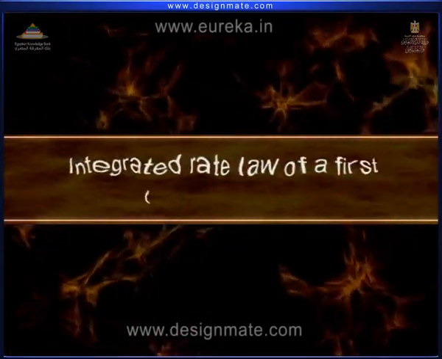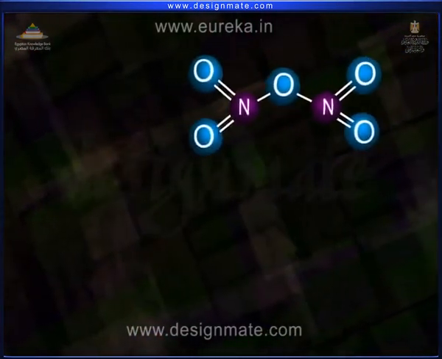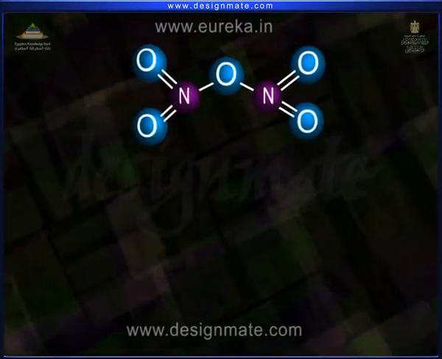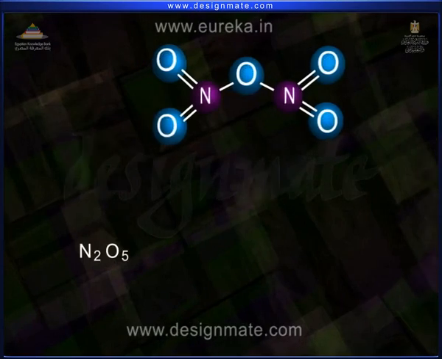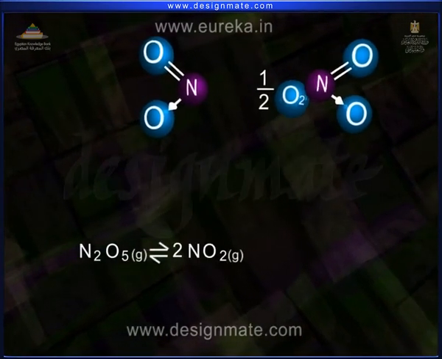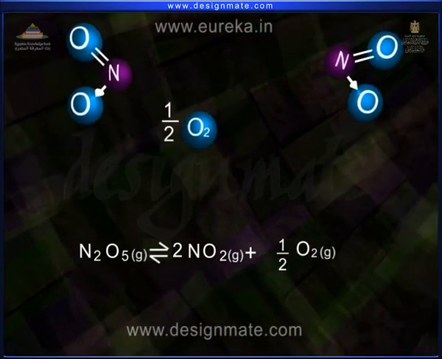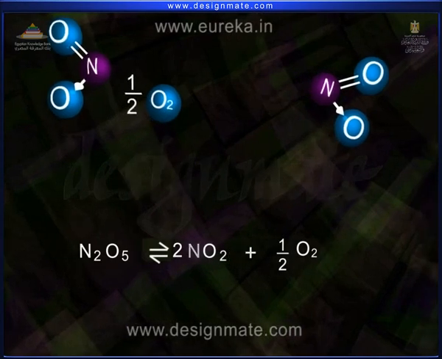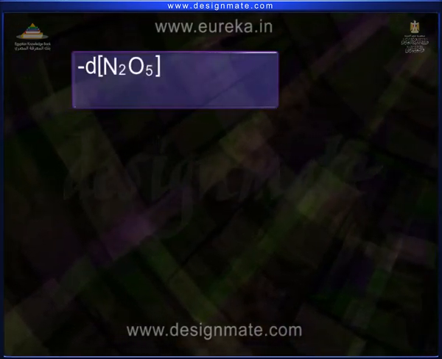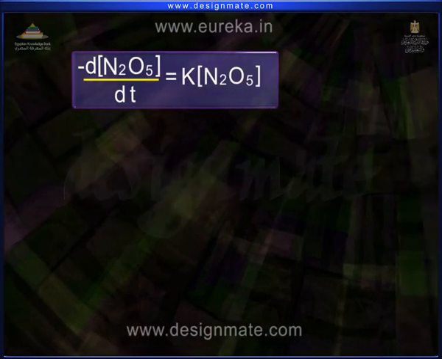Integrated rate law of a first order reaction. Consider a first order reaction, N2O5 gaseous gives 2NO2 gaseous plus half O2 gaseous. The differential rate law of the reaction is minus d[N2O5]/dt is equal to k[N2O5].